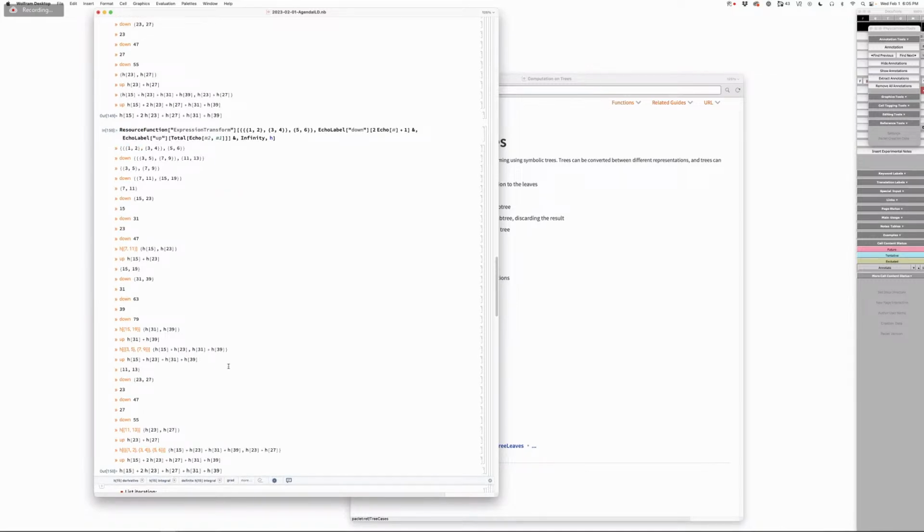Right. 711. You see the H of 711? Mm-hmm. That corresponds to the 711 that you see above. Right? Okay. To which down had given 15, 23. The result of recursively transforming 15 and 23 is given by the list H of 15, H of 23.